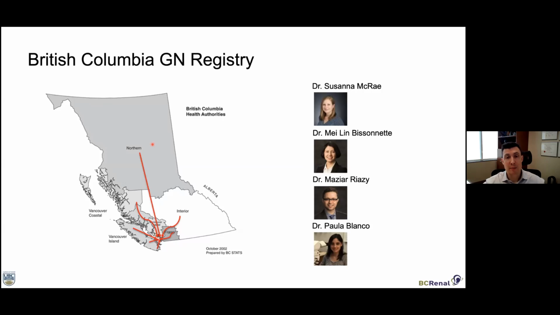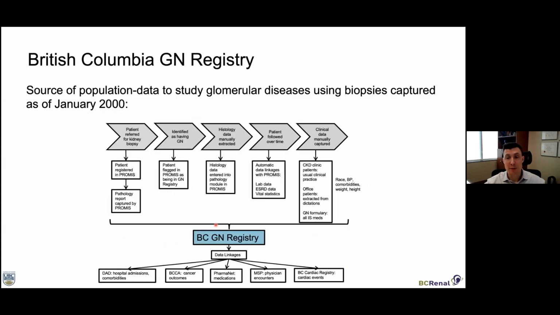And British Columbia is shown here in this map. It's a province on the western side of Canada. In Canada, healthcare is organized and delivered at the provincial level. So all healthcare is relatively self-contained within British Columbia. And we're relatively fortunate that all kidney biopsies in British Columbia are read at one single center in Vancouver by one of 4 different nephropathologists. So we're able to use this unique situation to essentially capture all biopsy-proven cases of glomerular disease since January 2000.